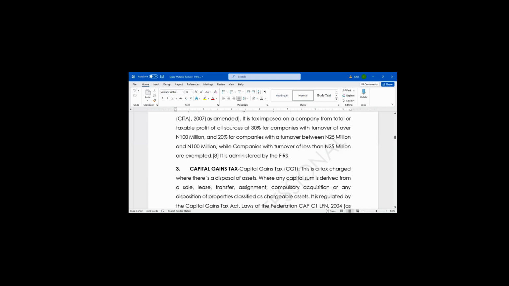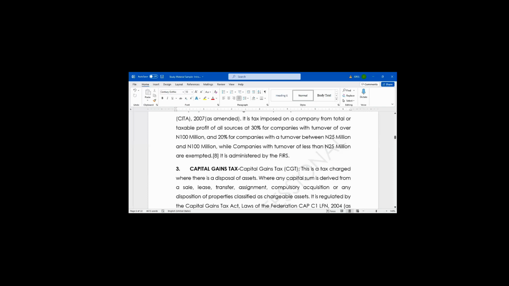We can call it fixed asset or chargeable assets. According to the Capital Gain Tax Act, it was stated clearly as chargeable assets. And chargeable asset means fixed asset. When you dispose of any of your fixed asset, you now make a gain. You will pay capital gain tax.